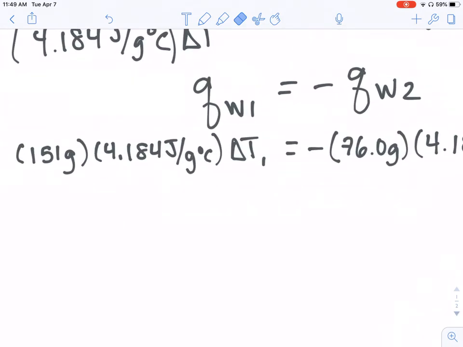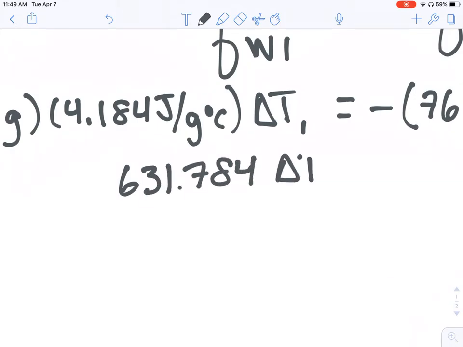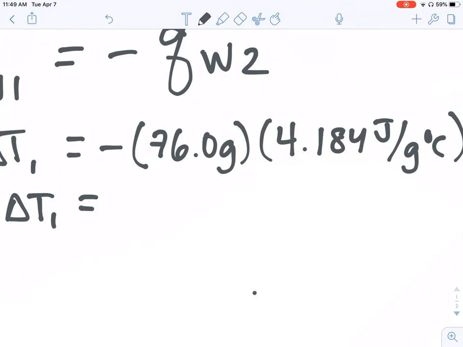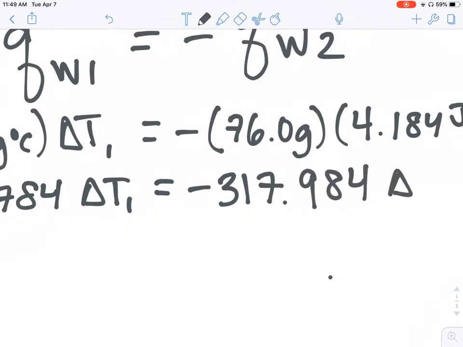All right. I'm going to do some math to make my solutions a little bit easier. So I'm going to multiply 151 times 4.184. That will give me 631.784 times delta T1. And that will equal, I'll multiply 76.0 times 4.184. So that on this side will give me negative 317.984, which gets multiplied by delta T2.